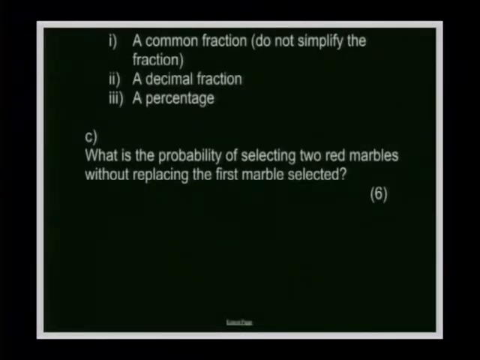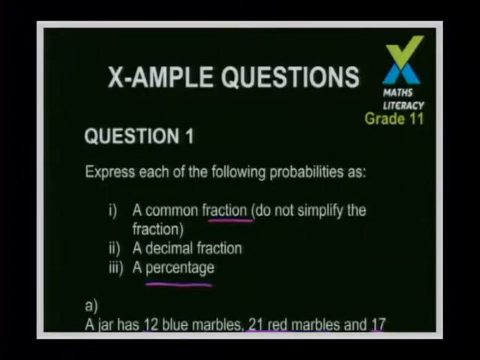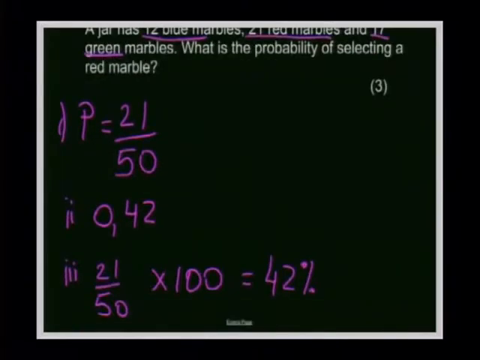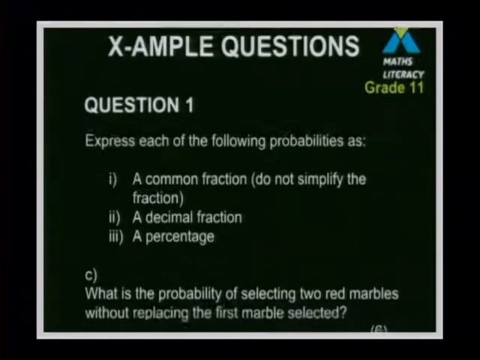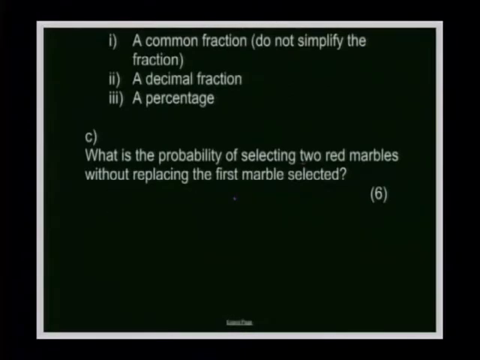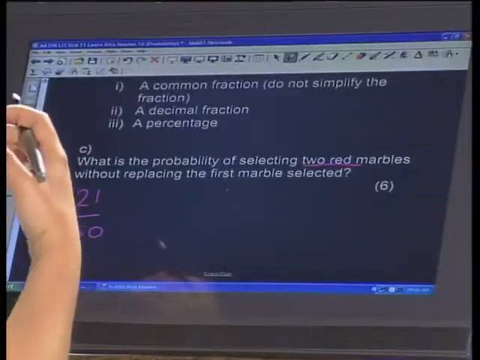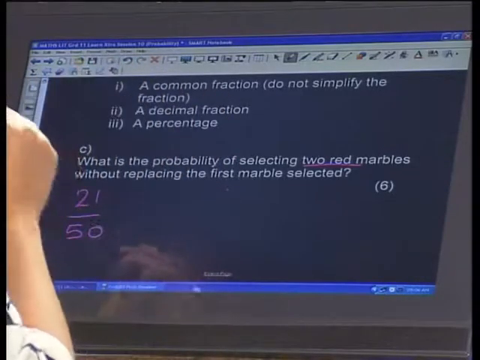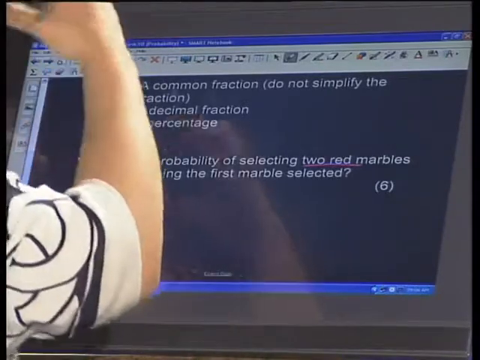What is the probability of selecting 2 red marbles without replacing the first marble selected? So I'm going to go back to what was the probability of selecting a red marble. A red marble was 21 out of 50. So now we want to select 2 red marbles. So my first was 21 out of 50. This is part one. My first marble was 21 out of 50. Now I am not replacing it, but I need to choose a red and another red.